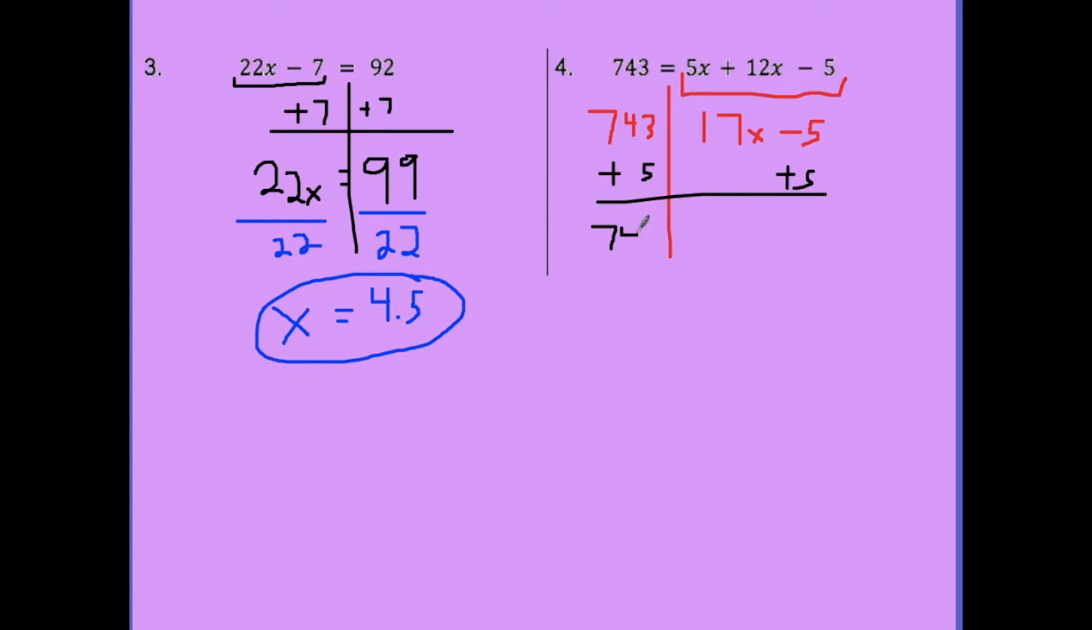So I get 748 equals 17x. And now I need to divide by 17. Divide by 17. Wrote that kind of sloppy. If you make a mistake with how you're writing it, make sure you go ahead and fix that. So when you divide by 17, you get 44.